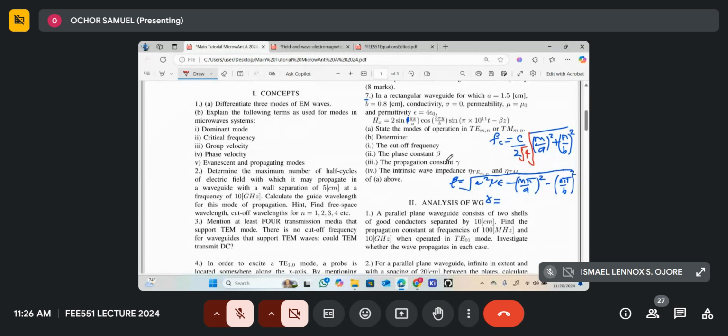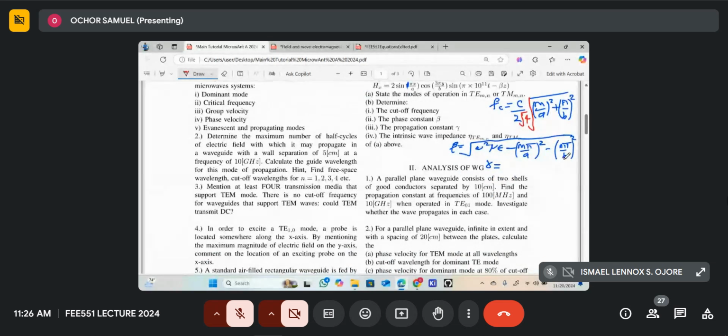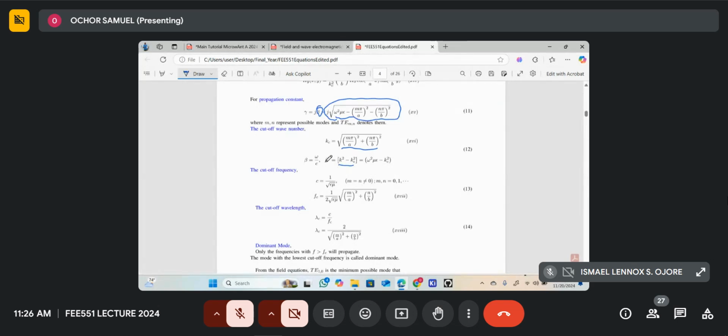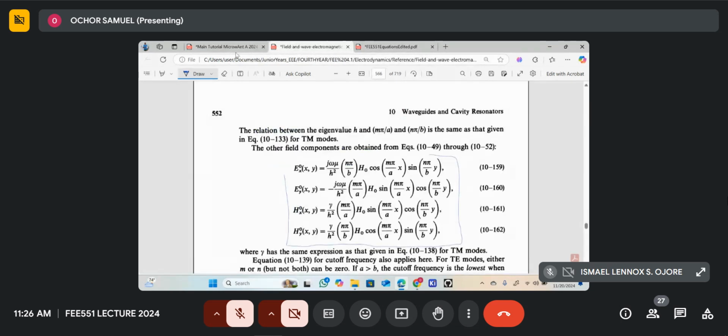And for beta, I think that's okay. Propagation constant. Here's the expression. The notes have these equations typed; they edited the PDF Dr. Kuhn sent. You find all the expressions.